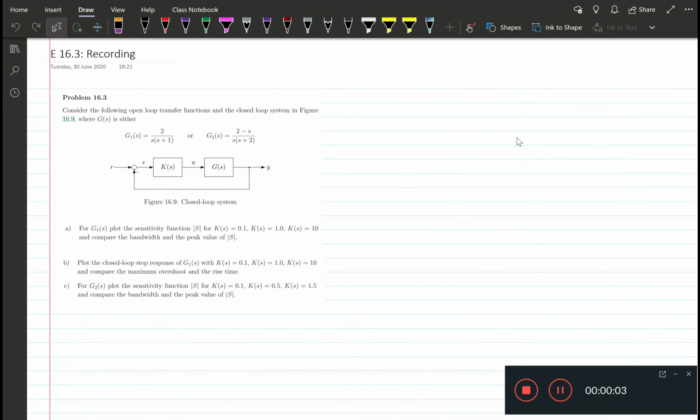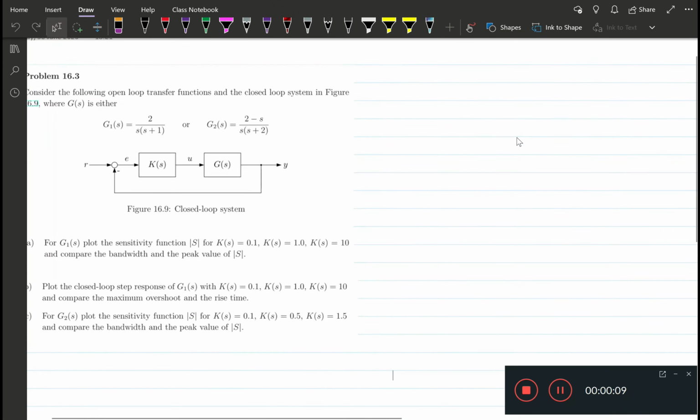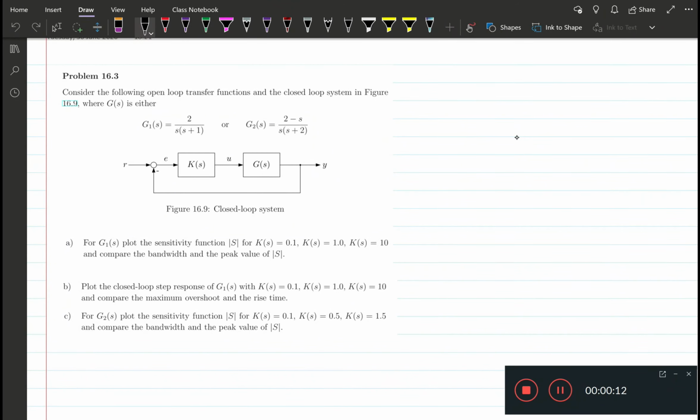So let's have a look at problem 16.3. What we have here is a feedback loop with G(s) equal to either G1(s), which is this one here, or G2(s), which is this one here. And the idea is to look at the sensitivity function S for different values of controller gains K. So K here is just a static gain, and three different values of gain are given here and here.